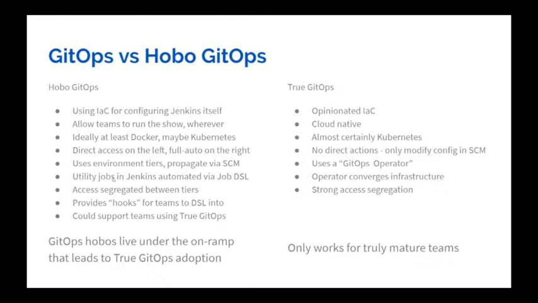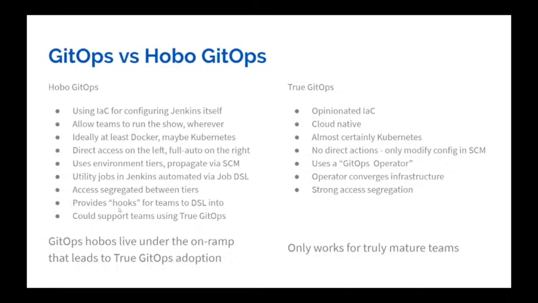It uses a series of utility jobs in Jenkins that come out of these job DSL scripts. It segregates access between these tiers, so you might have some people with access to dev, while some have access to QA, and very few have access to production. And it's a fairly abstract pattern.